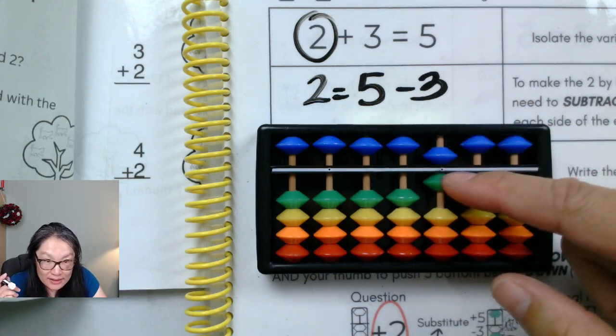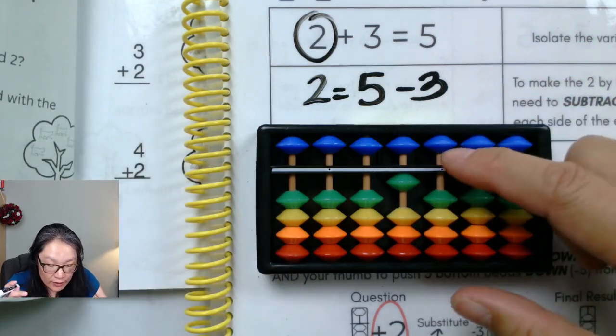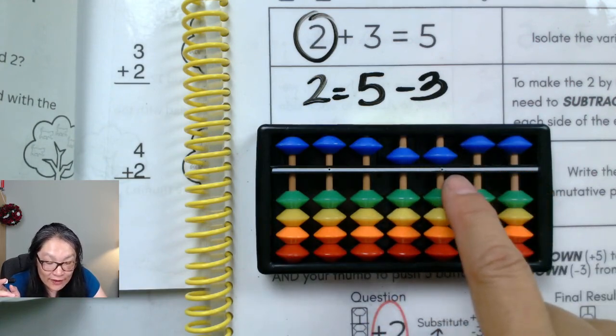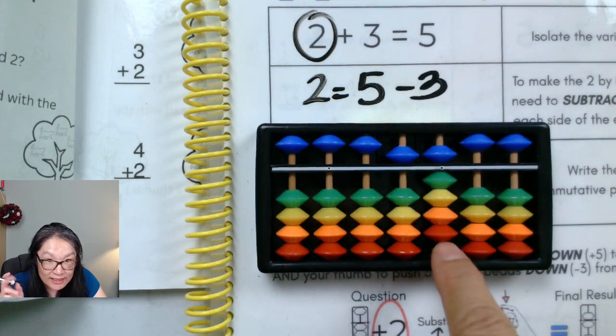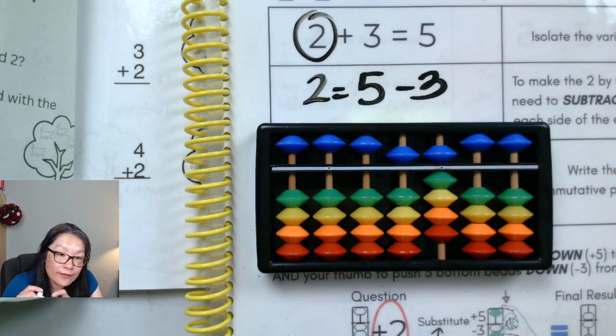5, 6. And then, yes, Jojo, all the blue beads are a value of 5. This is 10. This is 55. Does that make sense? This is 56, 57, 58, 59. Yes, all the top beads, all the blue beads, are a value of 5. Thank you, Daniel. I appreciate that.